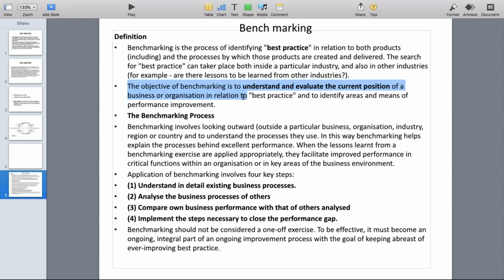The objective of benchmarking is to understand and evaluate the current position of a business or organization in relation to best practice and to identify areas and means of performance improvement. In which area you are lacking, you try to increase that area's performance. Benchmarking involves looking outside a particular business, organization, industry, region, or country, and to understand the process they use. In this way, benchmarking helps explain the process behind excellent performance. Yes, I already told you, right?